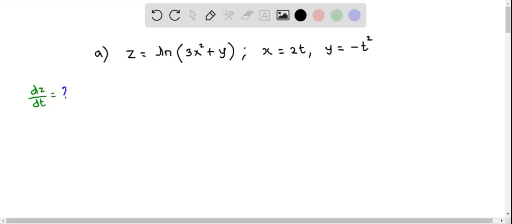Okay, here we are given the three functions z, x, and y. Z is basically a function of two variables x and y. That is, z equals natural logarithm of 3x squared plus y. And both x and y are functions of t. That is, x is given as 2t and y is given as negative t squared. And we have to determine this derivative dz by dt.